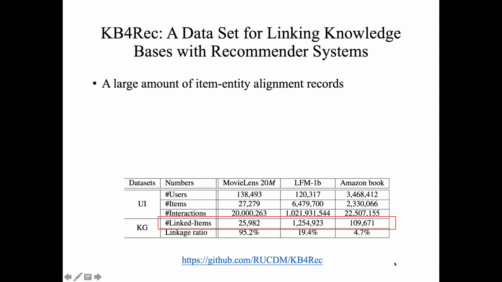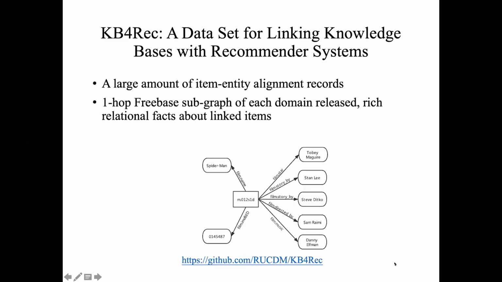KB4Rec provides a large amount of linkage, and we can obtain rich relational facts with these linked entities. Now, the one-hop Freebase subgraph of each domain has been released, which provides rich relational facts about linked items. You can also follow our code to obtain subgraphs of 2 and more hops. You may have a look at this dataset, which is useful for both knowledge graph and user-item interaction topics.